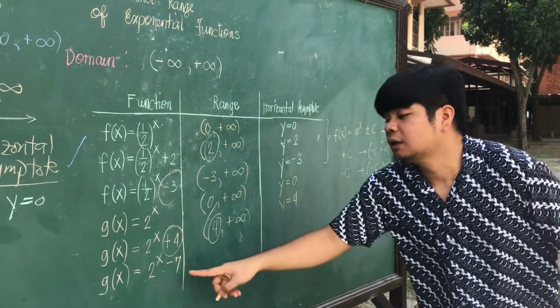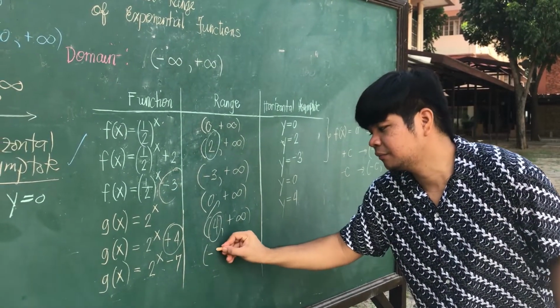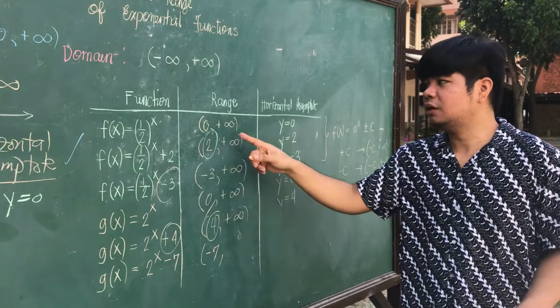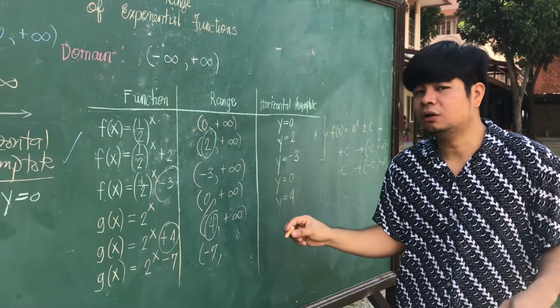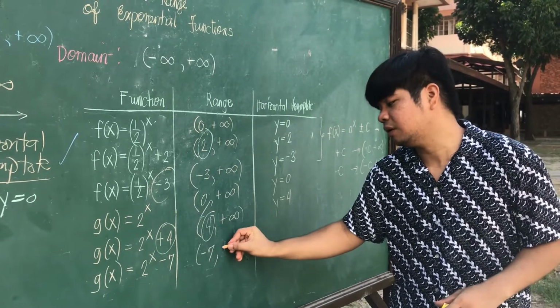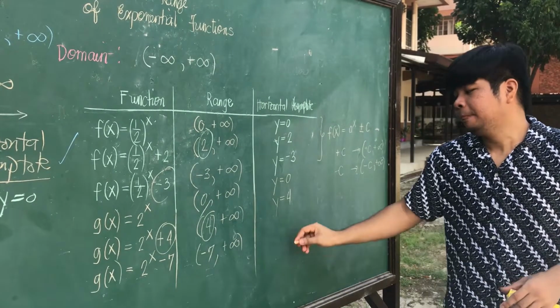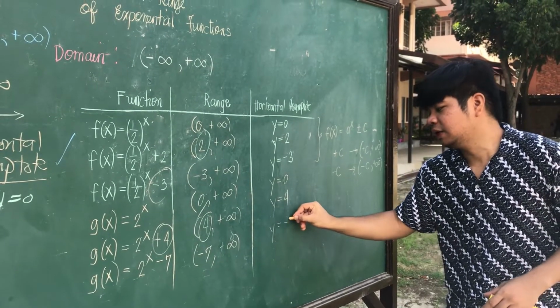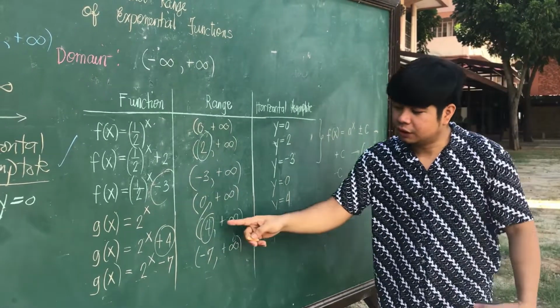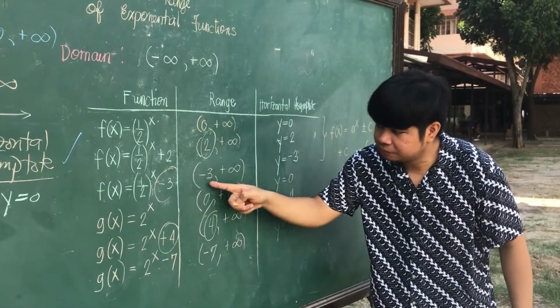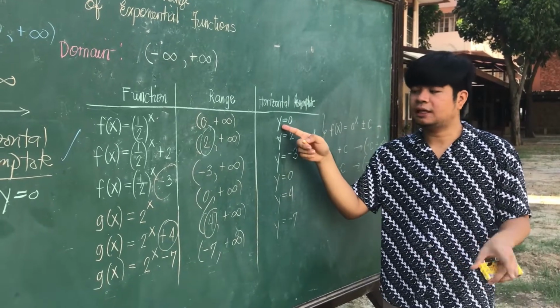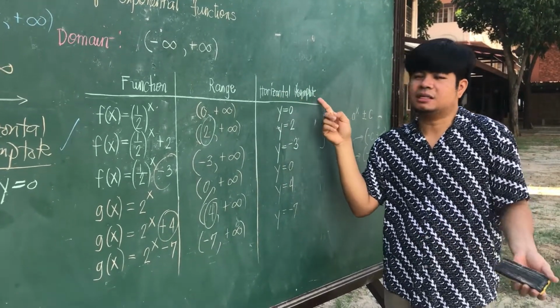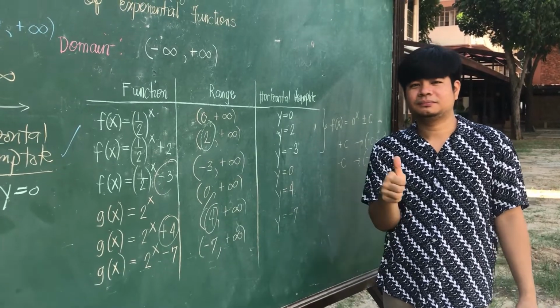Okay, now negative 7. So the range of this function 2 raised to x minus 7 is the set of all real numbers greater than negative 7. So here, y is equal to negative 7. So the excluded number here will be in equation, equate that to y, and this will serve as a horizontal asymptote.